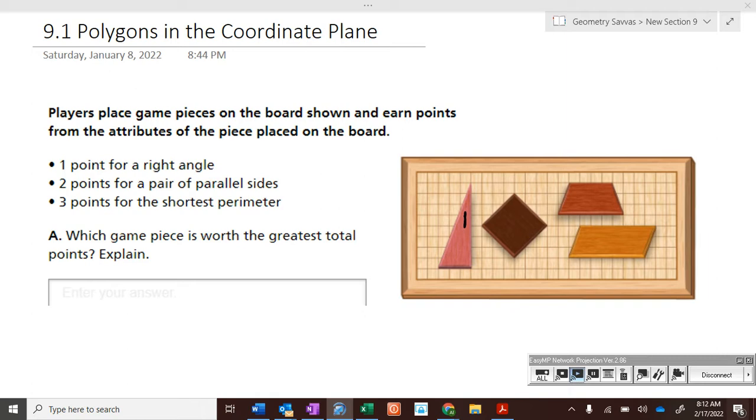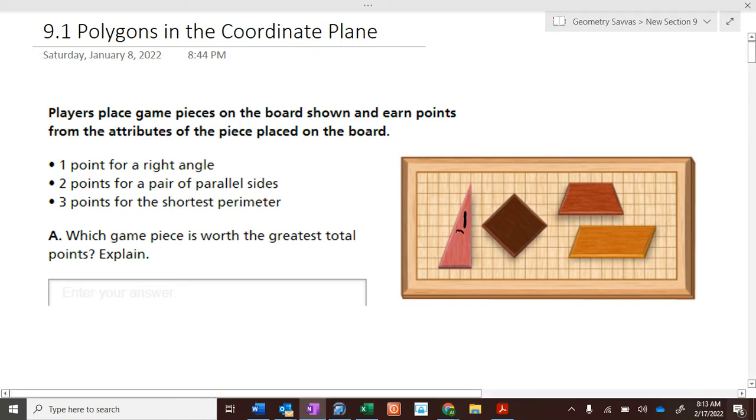How many parallel sides does that triangle have? None. So you get 0 points for that. And then the shortest piece on the board gets 3 points for being the shortest perimeter. So we got to find the perimeter of this triangle. What's the length of this bottom side? 3. On the side here, the right side, it's 1, 2, 3, 4, 5, 6, 7, 8.